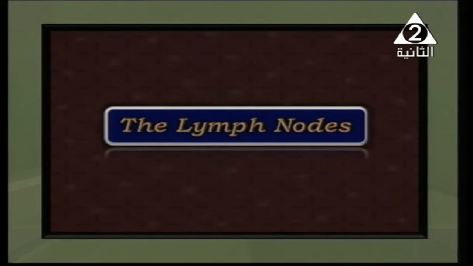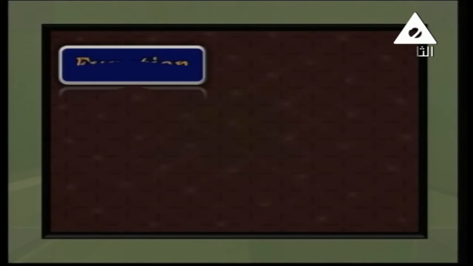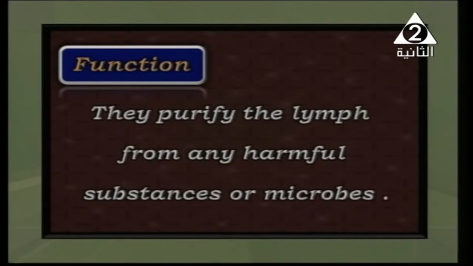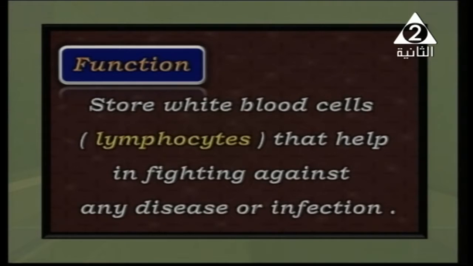Also the lymph nodes. What about the function of the lymph nodes? They purify, clarify the lymph from any harmful substances or from any microbes. They also store white blood cells. They are called lymphocytes. So the white blood cells stored by the lymph nodes are called what? Lymphocytes. That help in fighting against any disease or infection by the pathogens.